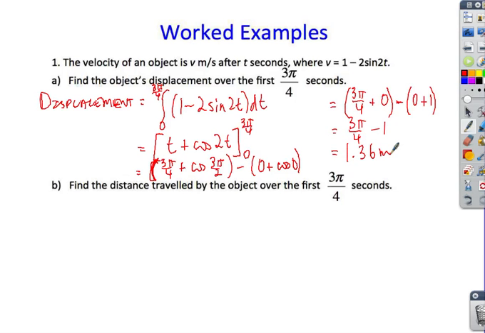All right. Now, for the second part, for the distance traveled by the object over the first 3 pi over 4 seconds, in this part we need the sketch. You need to know which regions are above and below because we need to account for those. We need to make all areas positive. So again, I've generated the graph on my graphing calculator, and if you want to do that, you can. It looks something like this.